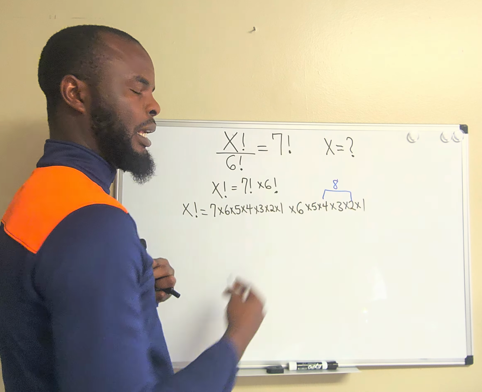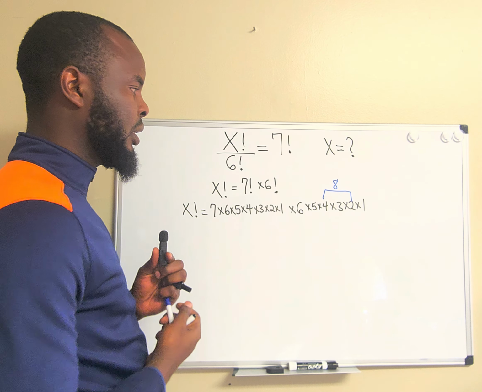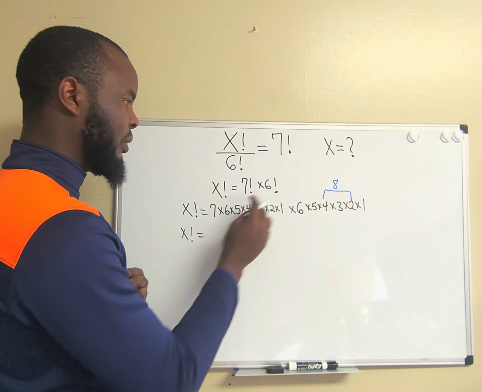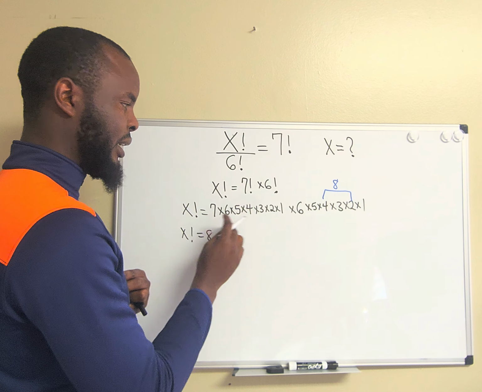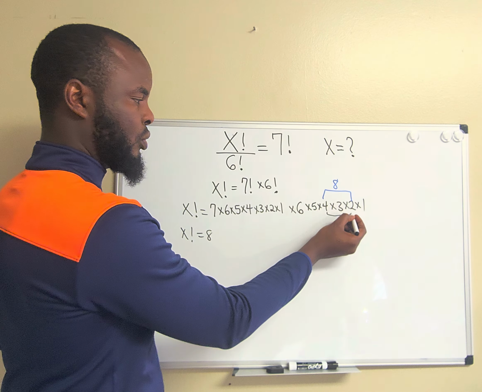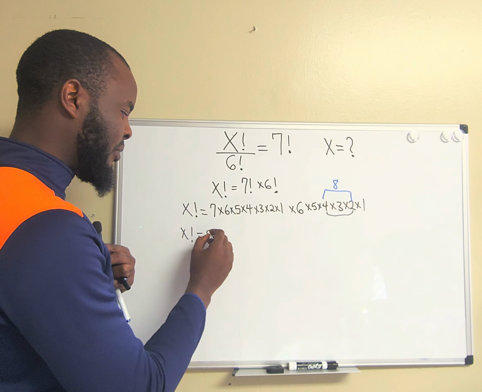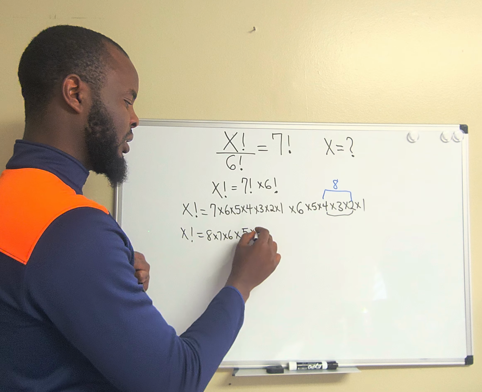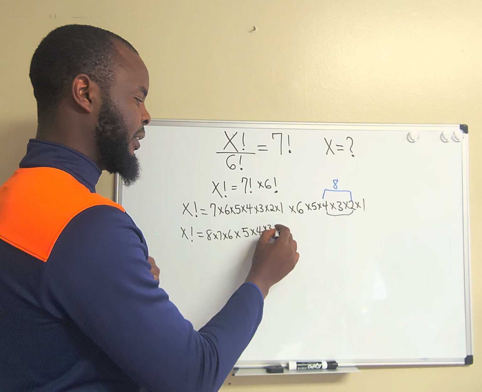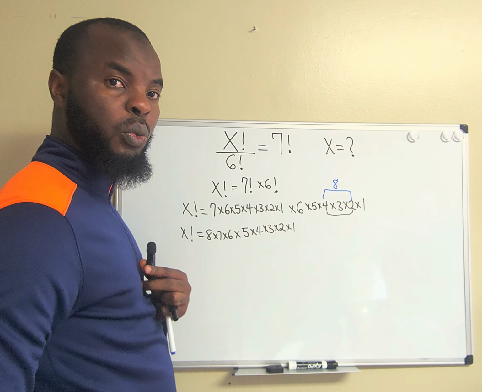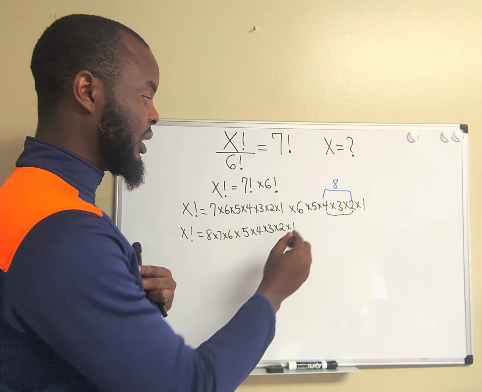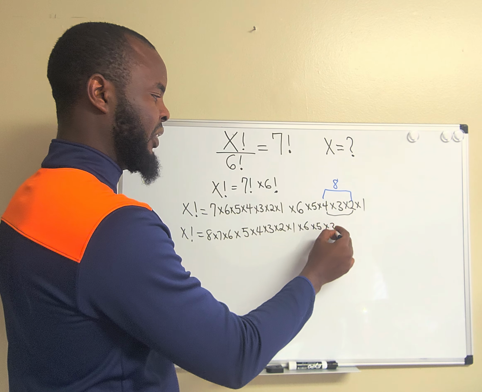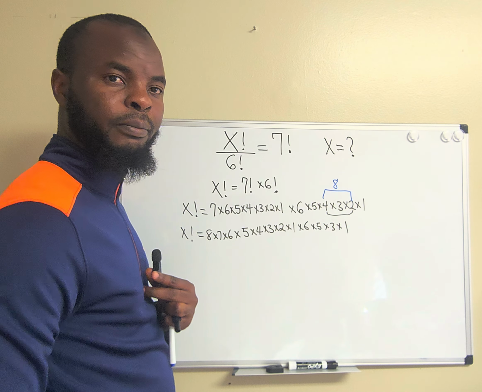give me 8. So this 8 here is going to come over to my x factorial. Recall, 4 and 2 is gone. So we have 8 times 7 times 6 times 5 times 4 times 3 times 2 times 1. And here we are left with 6 times 5 times 3 times 1.